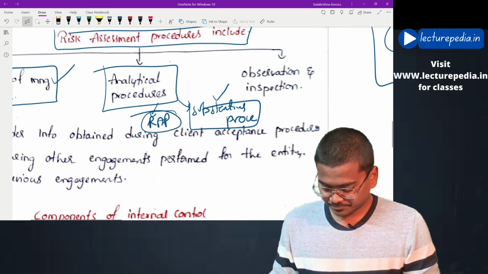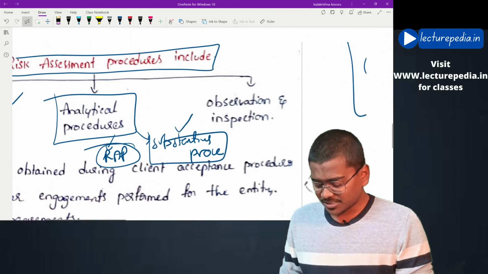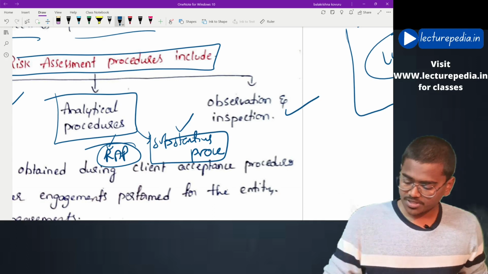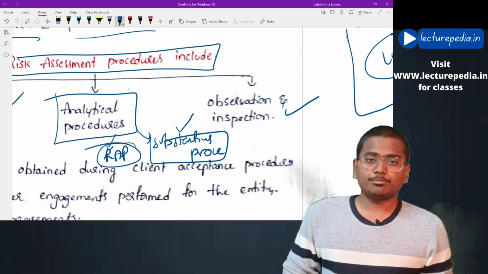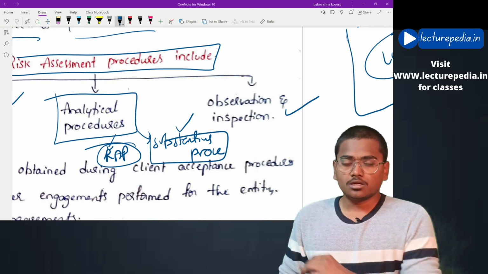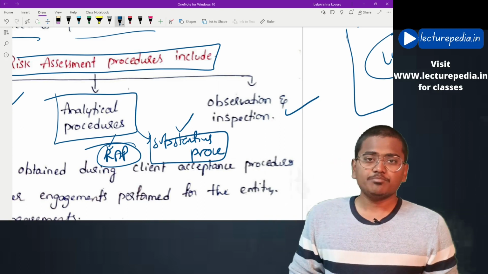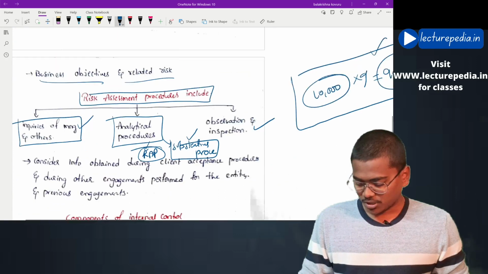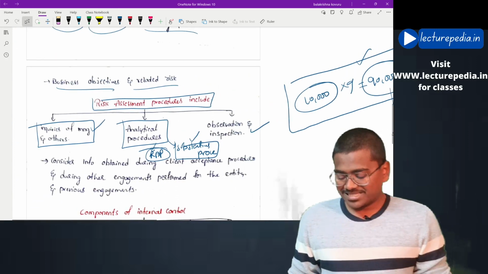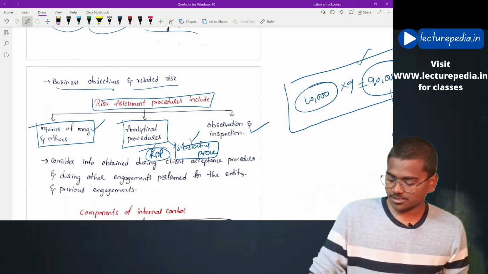Next, observation and inspection. By observing and inspecting the activities that are being performed by employees or management in the entity, the auditor will be able to identify the risks in the entity. These are the 3 types of risk assessment procedures.